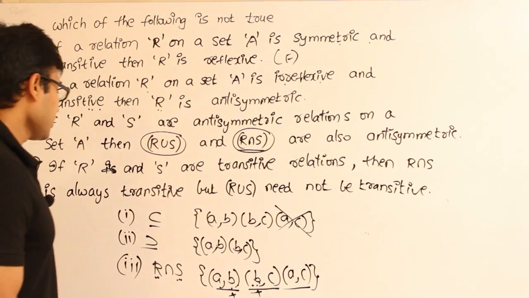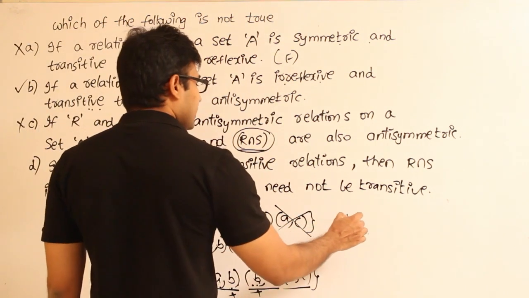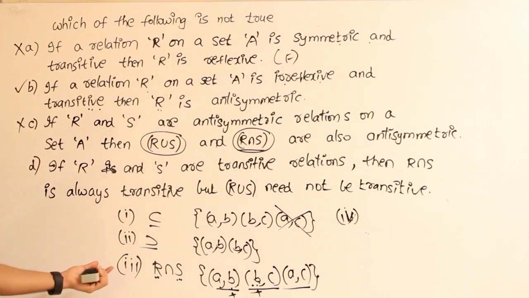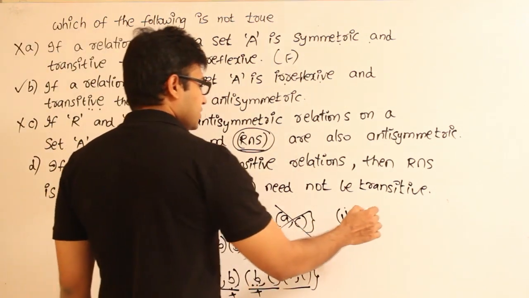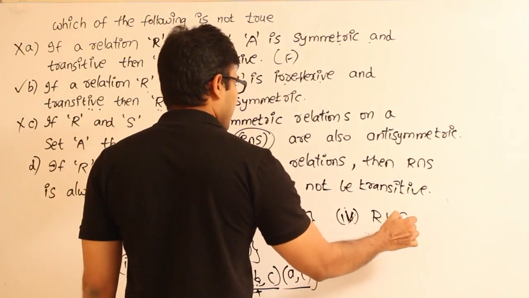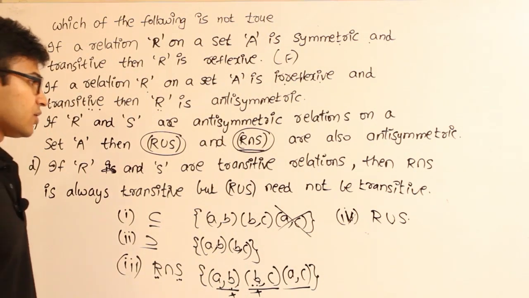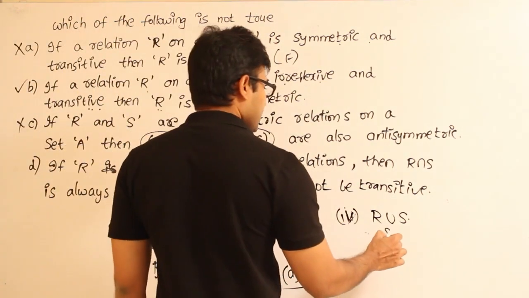Now what can you say about it? Transitive relations are closed under intersection. What can you say about union? Which means if I have a transitive relation R and if I have a transitive relation S, is the union going to be transitive? Need not be, because you can take this example.